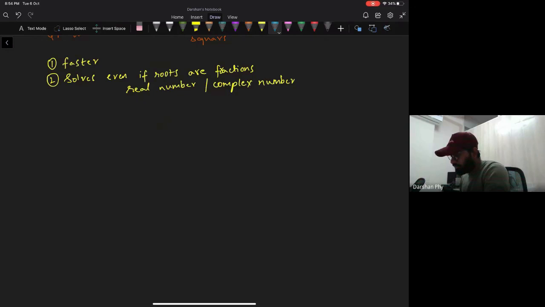In the exam, if they don't specify which method to use, I would always suggest you use the quadratic formula, because you would always end up with the right answer, and it's faster as well.